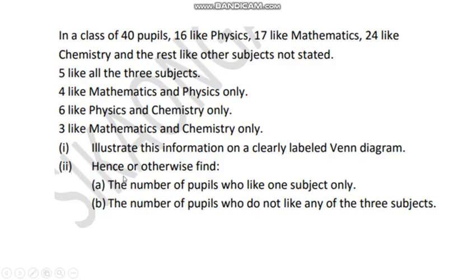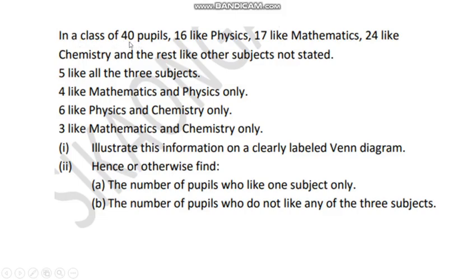Question 2. Hence or otherwise find: A, the number of pupils who like one subject only. B, the number of pupils who do not like any of the 3 subjects. So when it comes to questions that have to do with sets, when they give you the information in statement form, you need to pay attention to the information that is provided.